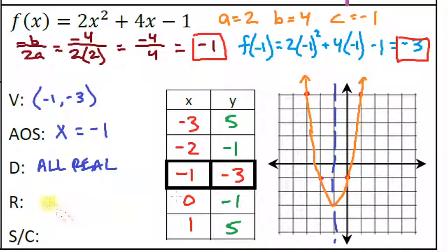Our range is going to be y, and look at our y value of our vertex, which is negative 3. Since this parabola faces up, y is always going to be greater than or equal to negative 3.